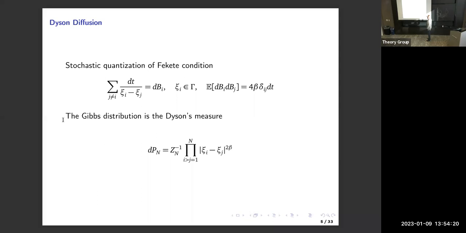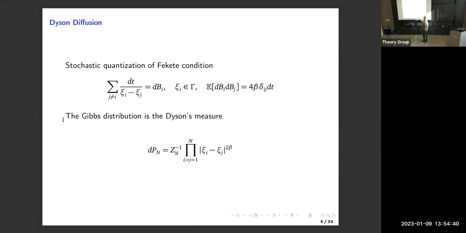This is in the long time limit? Yes, Gibbs distribution. You let these particles diffuse, there's friction, I mean, it's noise, so they diffuse, then get frozen, and the equilibrium distribution is what comes from here.